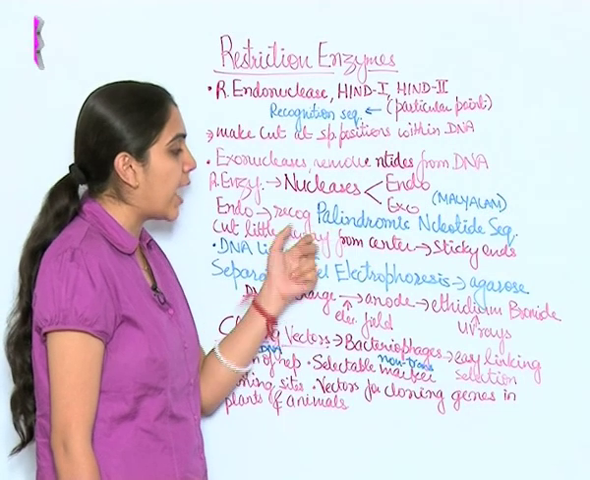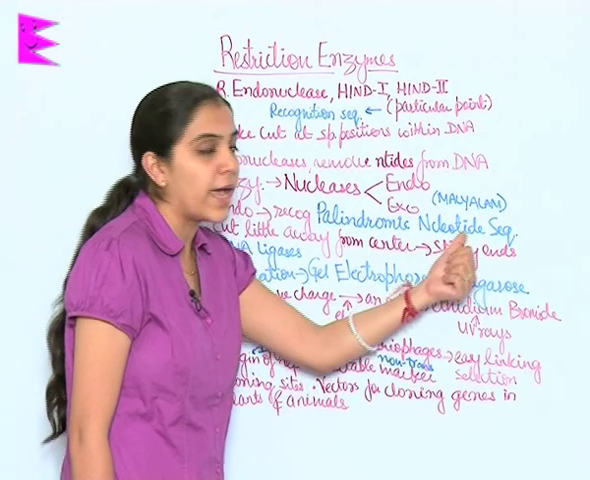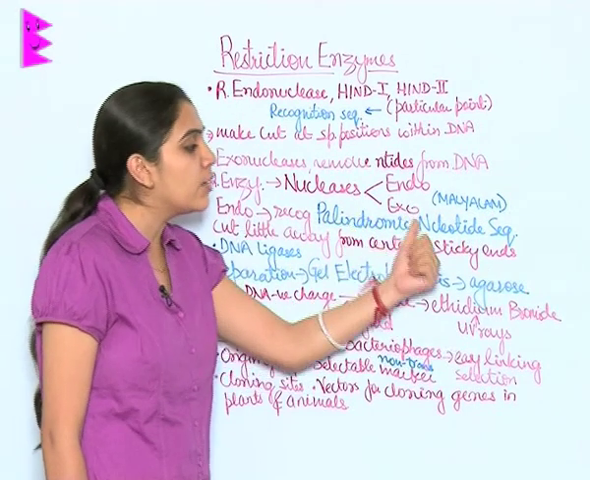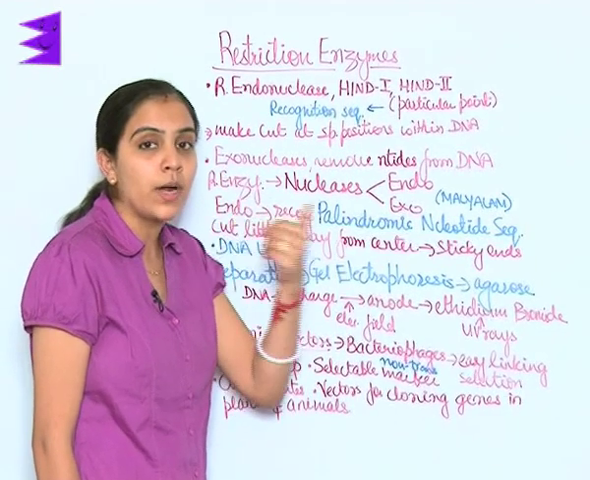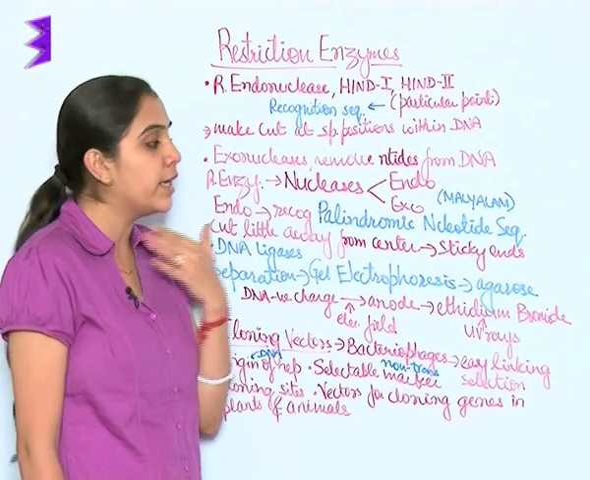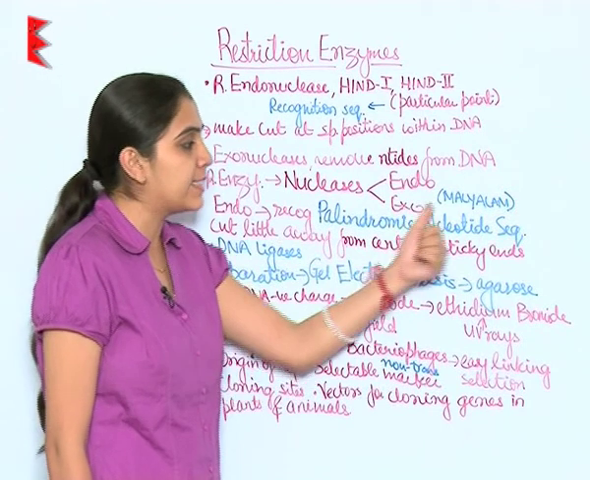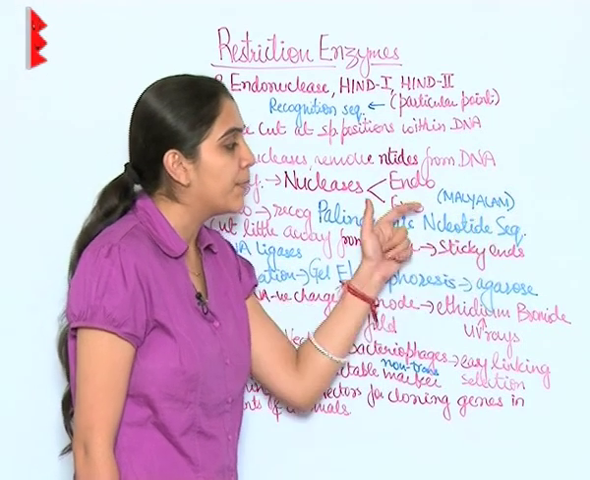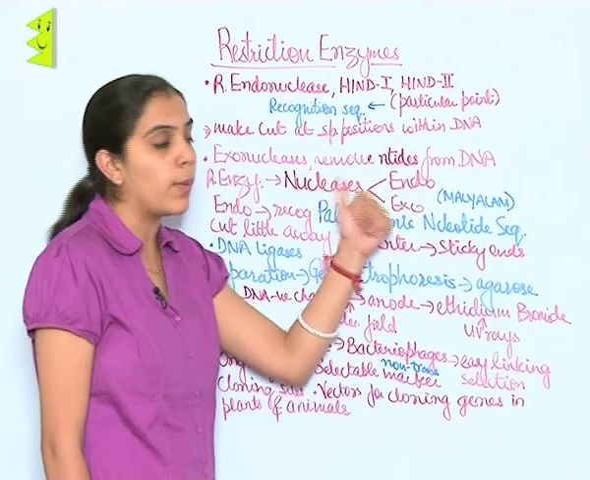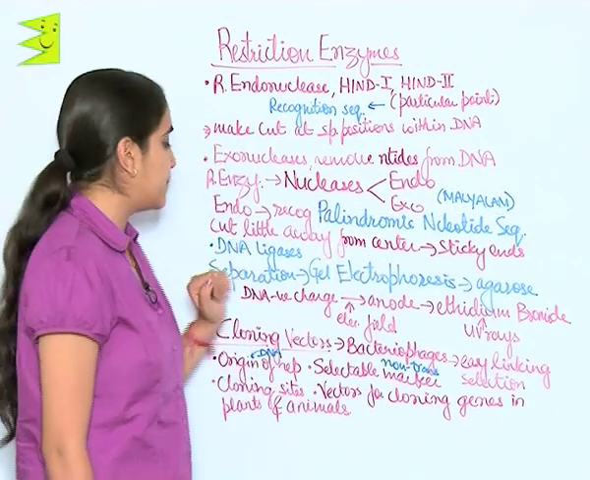Endonucleases recognize palindromic nucleotide sequences. A palindromic nucleotide sequence is a sequence which reads the same when read backward or forward. An example is the palindromic word Malayalam. You read it backward, you read it forward, it will read the same.